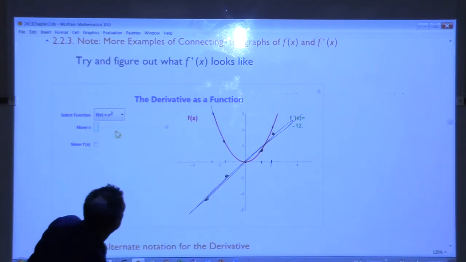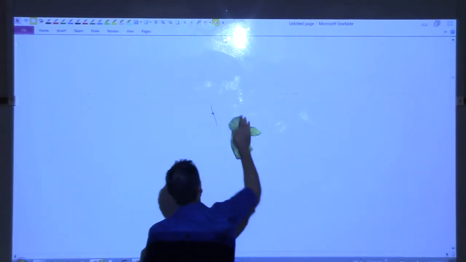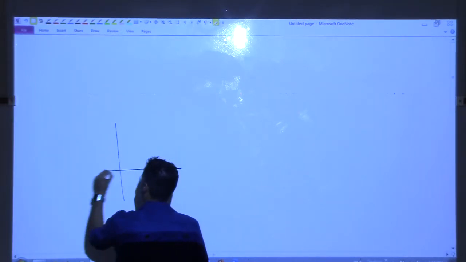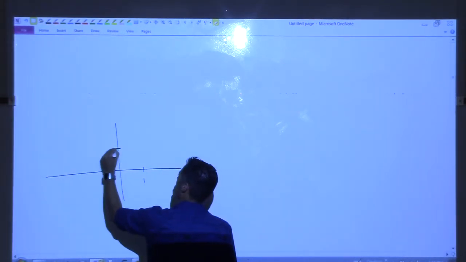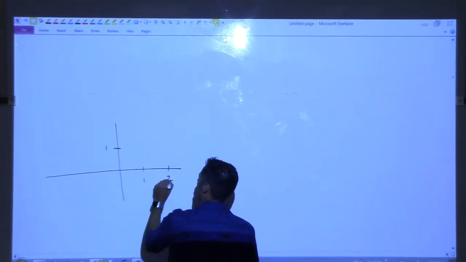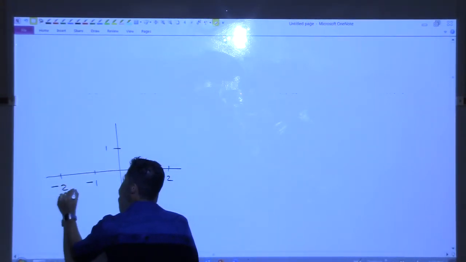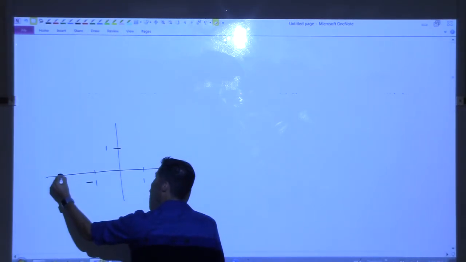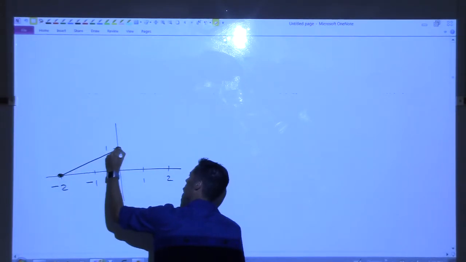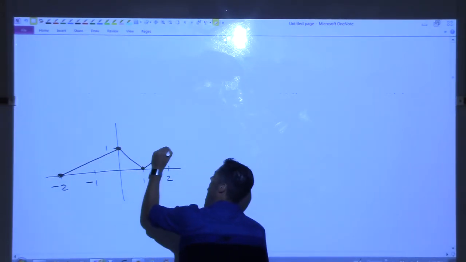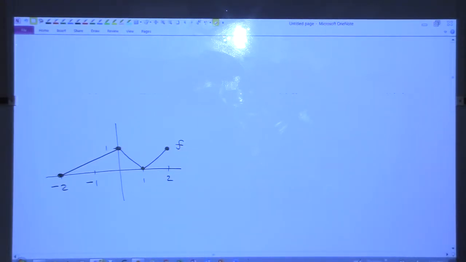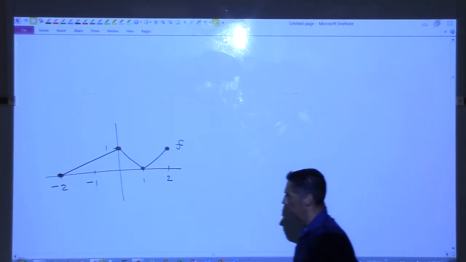Let's try another one. This one I'm going to draw myself. So here's the function. 1, 1, 2, negative 1, negative 2. All right, so here's the function. Here's what it does. It starts here, goes up to here, goes down to here, goes up to here. That's your function f. What does its derivative look like?